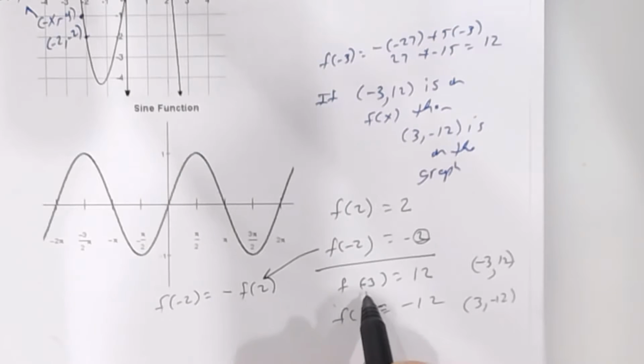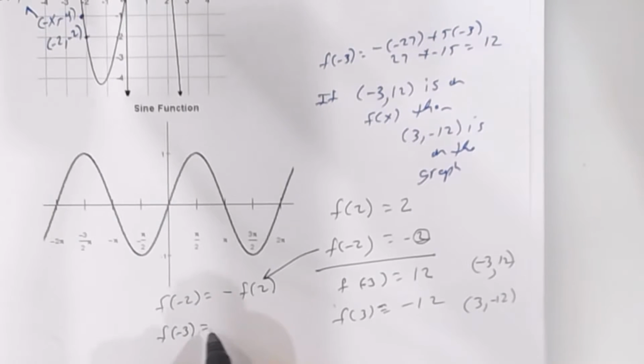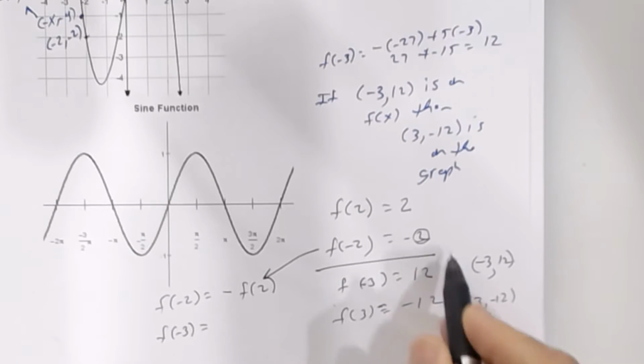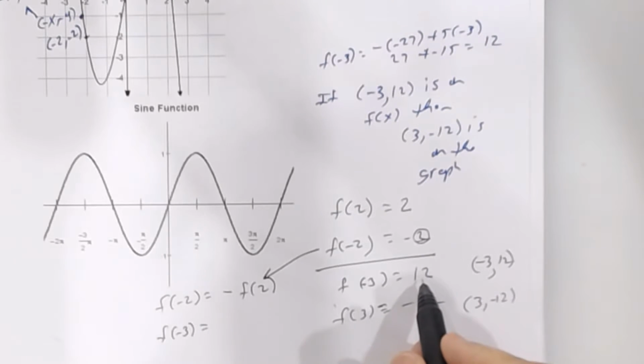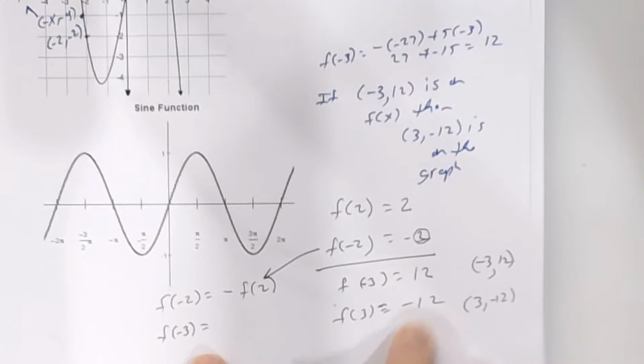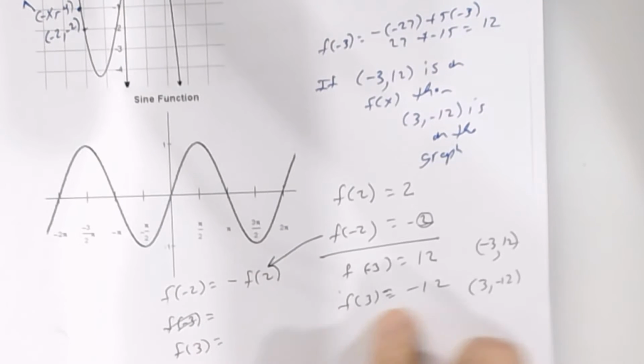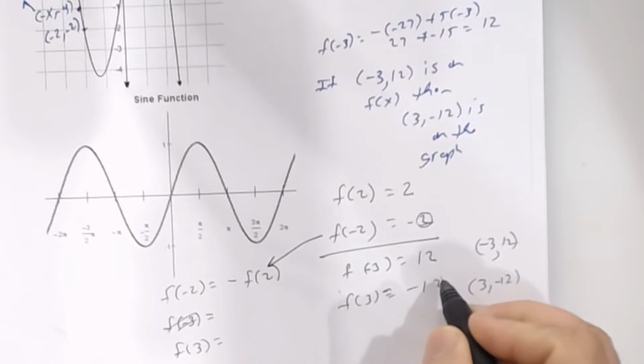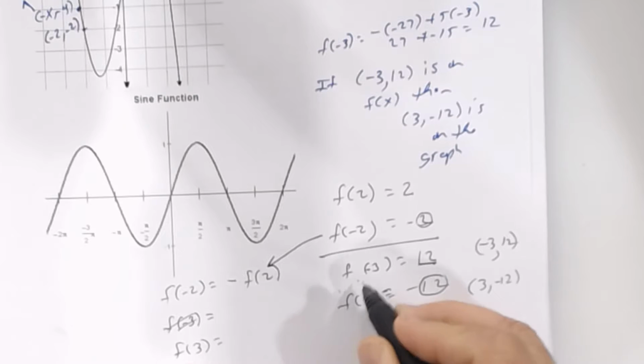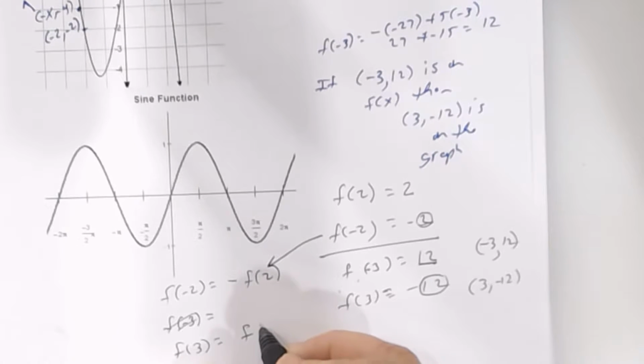So f of negative 3 is the same thing as saying, see, this is 12, right? Y'all saw this is 12, right? Let's do it this way. f of 3 is negative 12, correct? But this 12 is this right here, which is what? f of negative 3. Y'all agree?